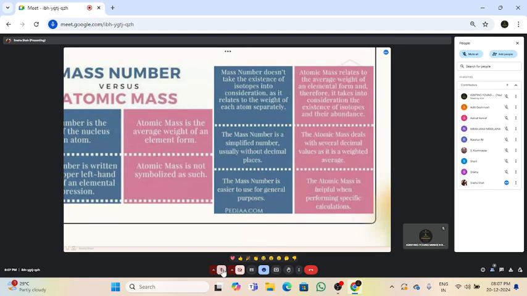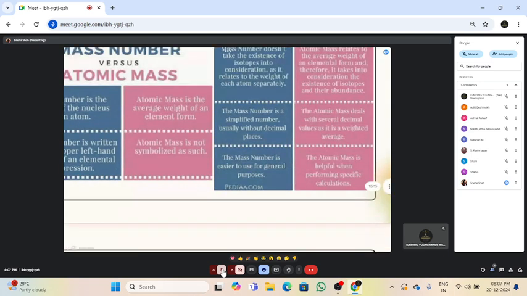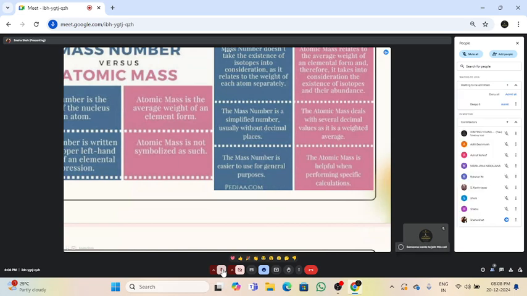When we talk about mass number, it is the number of protons and number of neutrons. So there is no point of keeping a decimal there, right? They are simplified numbers, they are whole numbers. But atomic mass deals with several decimal values as it is a weighted average. We actually take the element and weigh it on a weighing scale, and then we come to the conclusion of what the atomic mass of that particular element is. The mass number is easier to use for general purposes, while the atomic mass is useful when performing specific calculations.